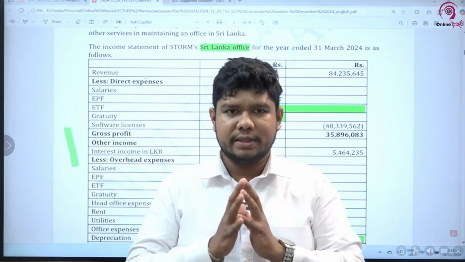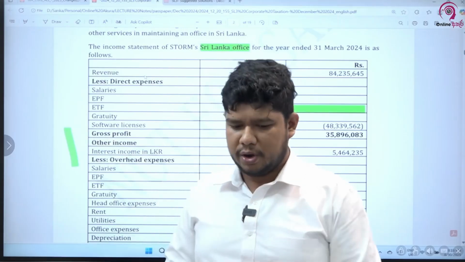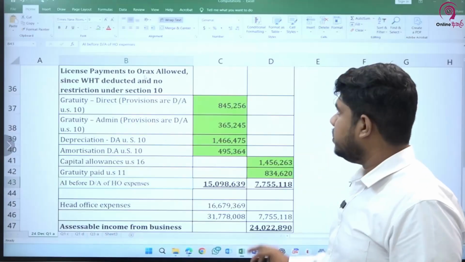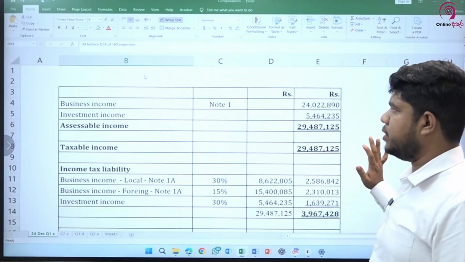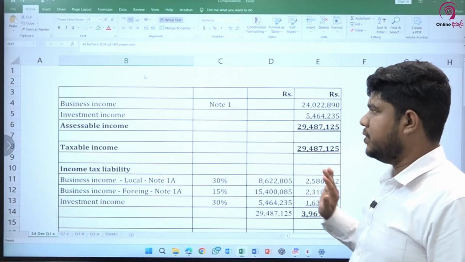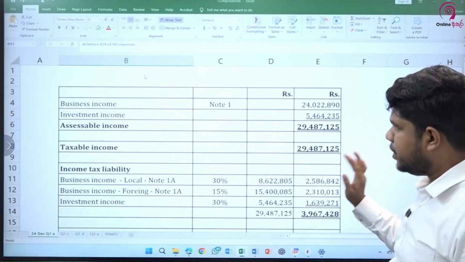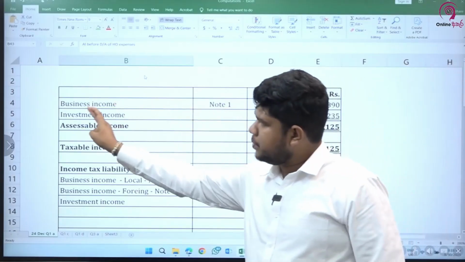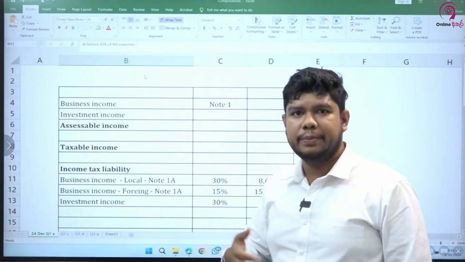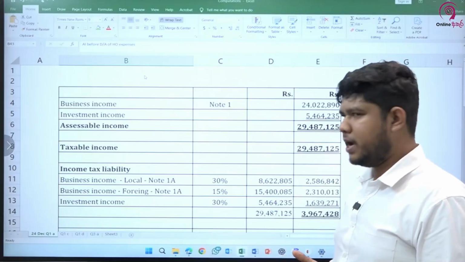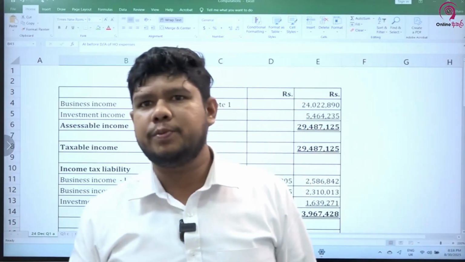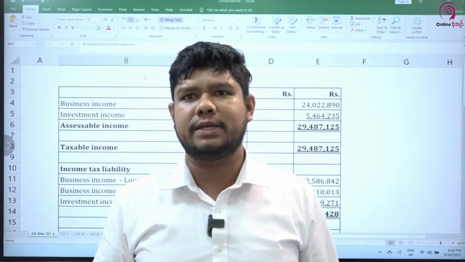Now here in this note, now this is the computation format. Now we are in note 1, which is for the business income computation. Now we are computing the business income using profit before tax, right? We compute business income using profit before tax.